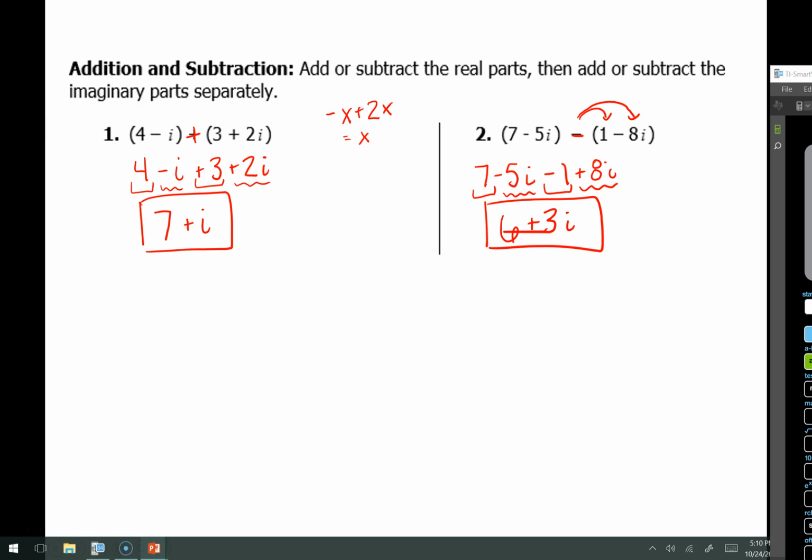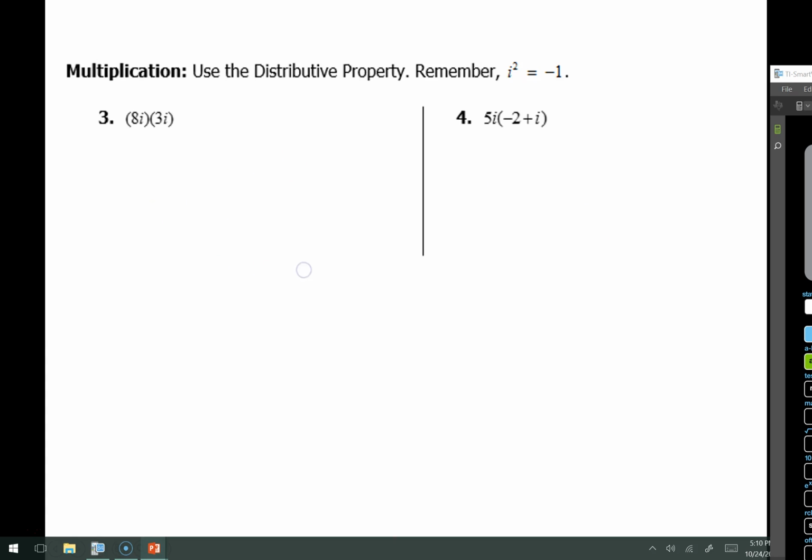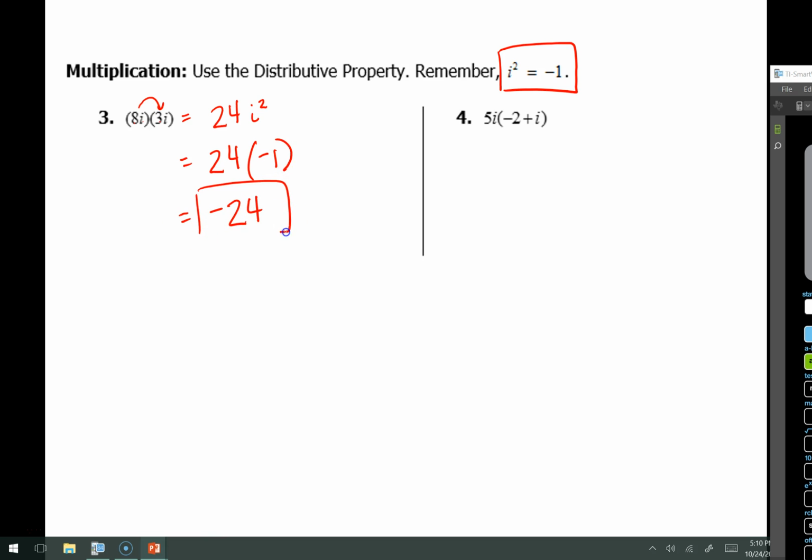Let's try some multiplication now, where the i's are going to behave a little bit differently. If I need to multiply 8i times 3i, I can use the distributive property. So I can distribute these and multiply the stuff that's common together. So I can do 8 times 3, which is 24. i times i is i squared. Now, you have to remember that definition. i squared is negative 1. We need to substitute here. 24 times i squared is the same thing as 24 times negative 1, which means my answer is negative 24.